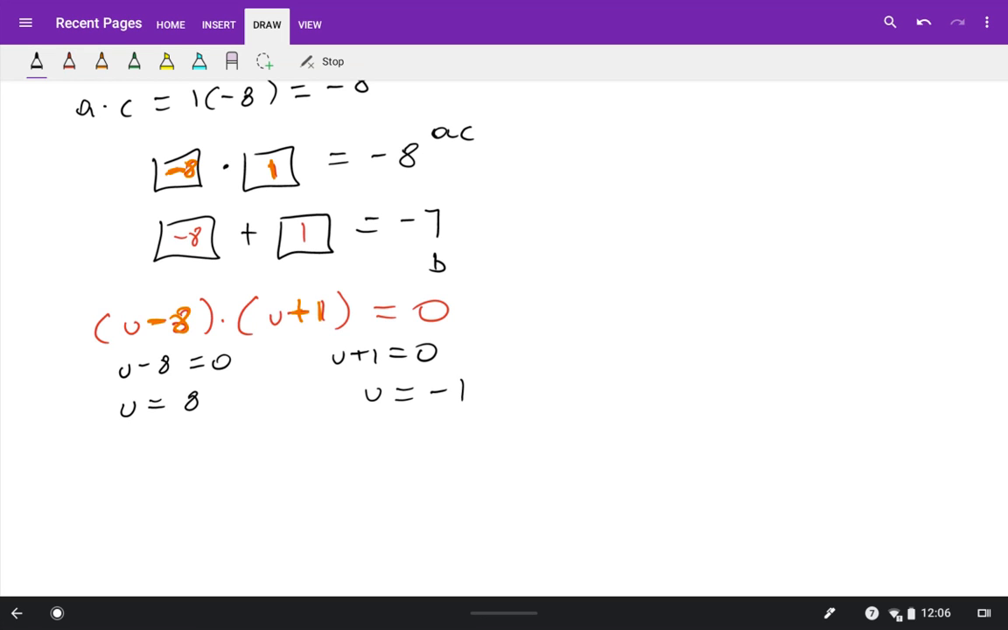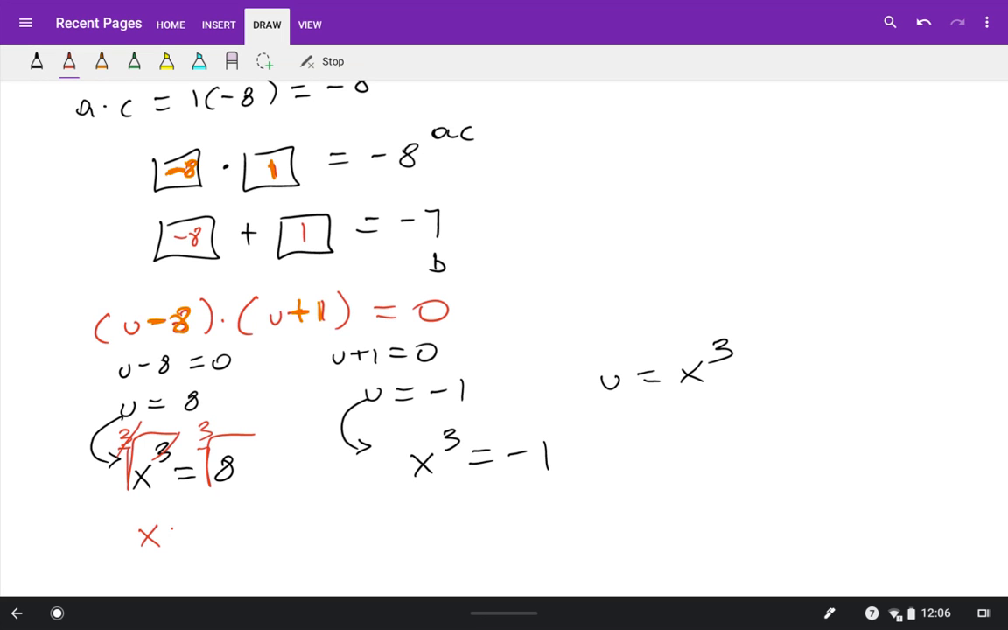And the same type of work, don't forget to plug it back in. So we know that u represents x to the third power. So you're going to replace u with x to the third power equals 8, and replace u with x to the third power equals negative 1. To solve that, take the cube root of both sides. That will give you x equals the cube root of 8, which is 2. Take the cube root of both sides, and that will give you x equals negative 1. So we have two solutions.